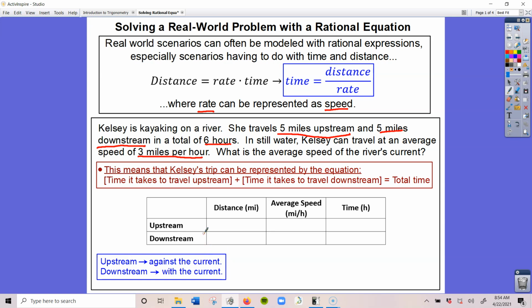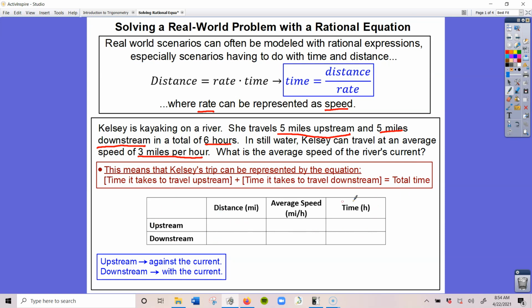So in order for me to write an equation, notice that they tell you how long her trip took. That means that the time it takes to travel upstream for Kelsey plus the time it takes to travel downstream is going to equal the total time of her entire trip. So this is like a verbal description of the equation that I'm going to write. So we're just going to focus on how to write the equation. Then we'll look at how to solve it. So let's see if we can break this down even more.